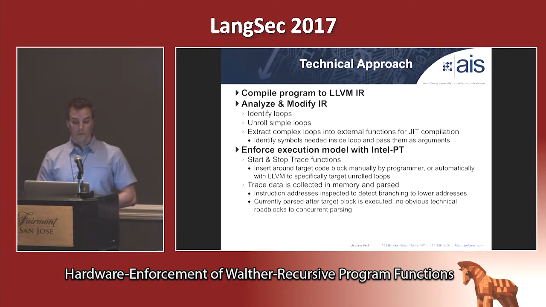For the hardware enforcement, we can insert start and stop traces. That can be done automatically or manually. There can be times when a programmer just wants to make sure that they are securing certain sections of the code, so they can put that in manually to enforce that, like at the start of a function in libc or something like that. And so with Intel PT, we can trace data and do parsing. So we can detect if a branch has gone to a lower address, which may not be what we want if it's inside the start and stop trace.